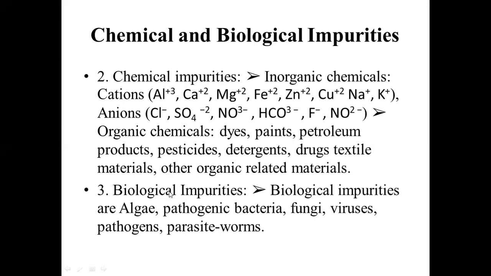Now let us go to biological impurities. What are biological impurities? Algae, the green matter that is present on stagnant water. Then pathogenic bacteria, disease causing bacteria, then fungi, viruses, pathogens, parasitic worms. All these are biological impurities.